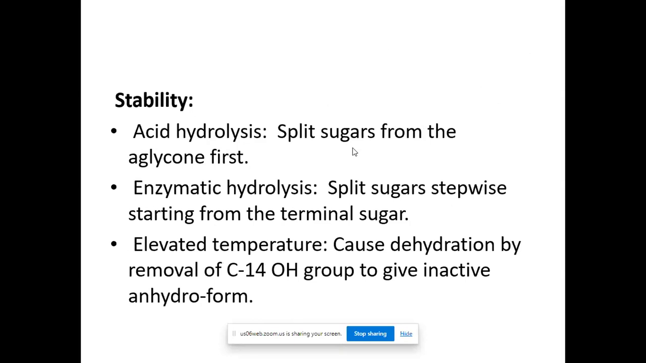So these cardiac glycosides, when you add them to acid, they will end up splitting. The sugars will be split from the aglycone. For enzymatic activities, we see that it will end up splitting the sugars from the last sugar. It will end up shortening the sugar chains. The temperatures will also lead to hydration of these glycosides to give an inactive anhydro form, which I don't know if I've gone to it, but in extraction of digitalis, one of the things you have to be careful of is the temperature and also its hydrolysis.